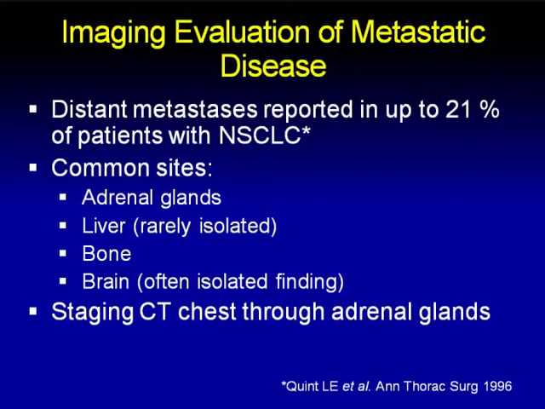And lastly, just cover a little bit on imaging of metastases. Distant mets are reported in up to 21% of patients with non-small cell lung cancer. Common sites, obviously, are going to include the adrenal gland, the liver, usually multiple, bone as well, and then brain, and brain is usually, or at least often, isolated. Because of this, staging CT includes through the adrenal glands. Because of the multiplicity of liver lesions, adrenal glands are usually sufficient.